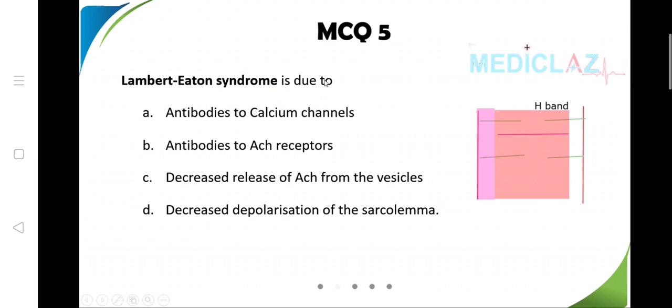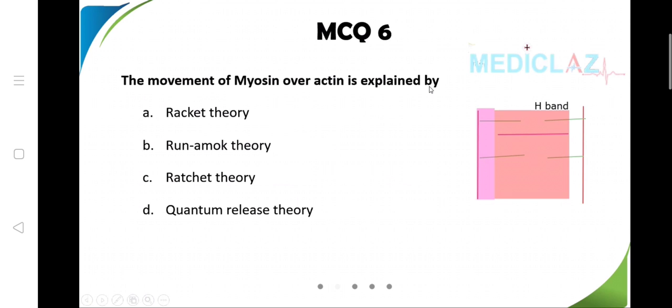Next, Lambert-Eaton syndrome is due to antibodies to what? I told you it is not to the acetylcholine receptor, because acetylcholine receptor means it is myasthenia. It is not because of depolarization. It is because of antibodies to calcium channels. The answer is A.